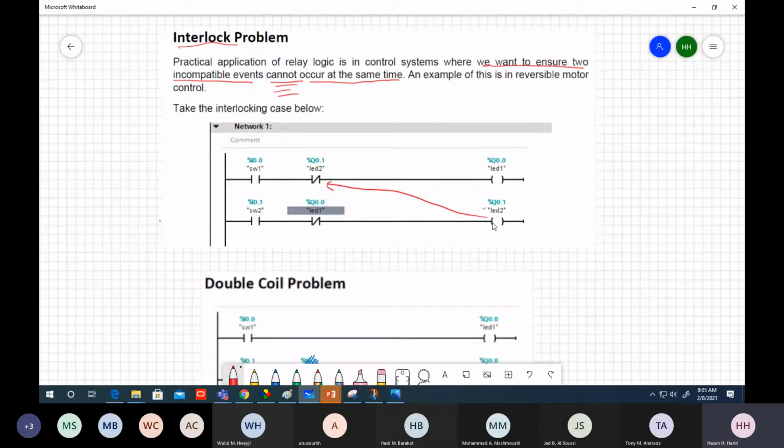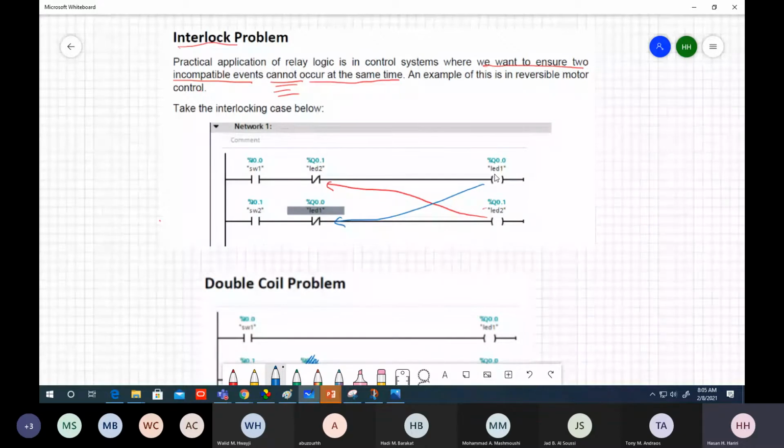the output of the second event, we put it as an input, in the rank of the first event, and also the output of the first event, we put as an instruction in the rank of the second event. Alright, and in this case they will never occur at the same time.